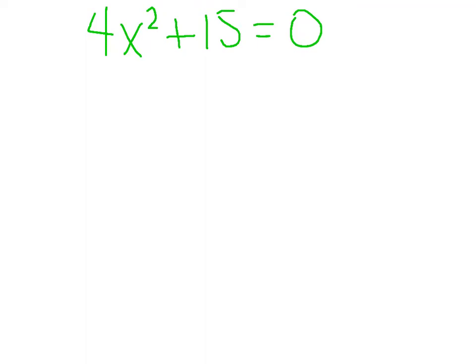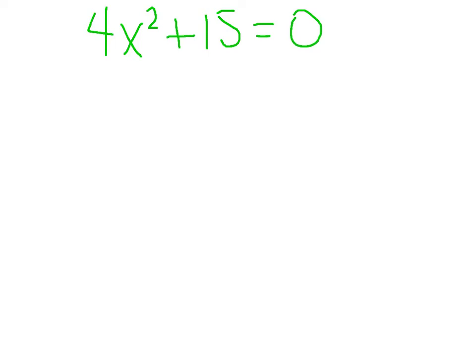In this example, I'm going to show you solving a quadratic equation by taking the square root. This is a good method to use when you have an x squared term and then a plain term with no x, if your b term is 0.